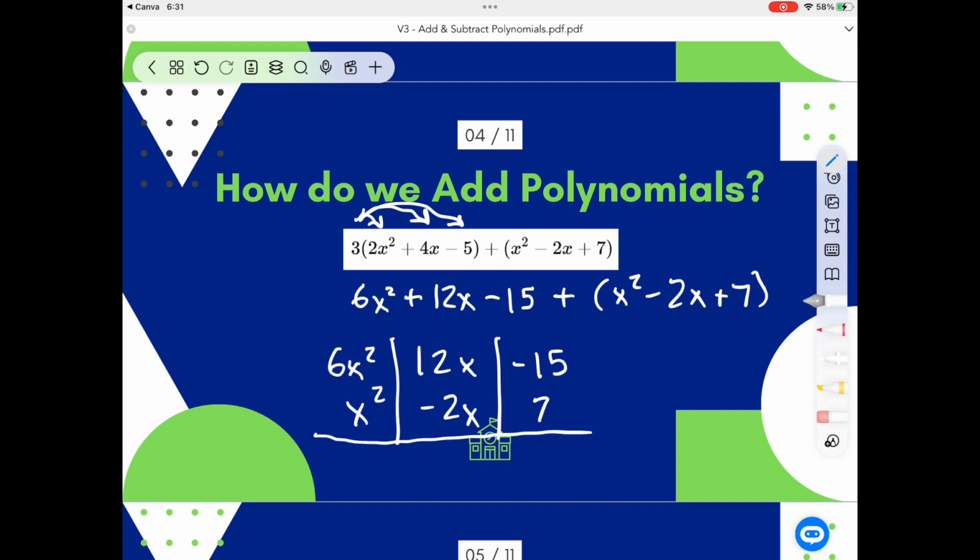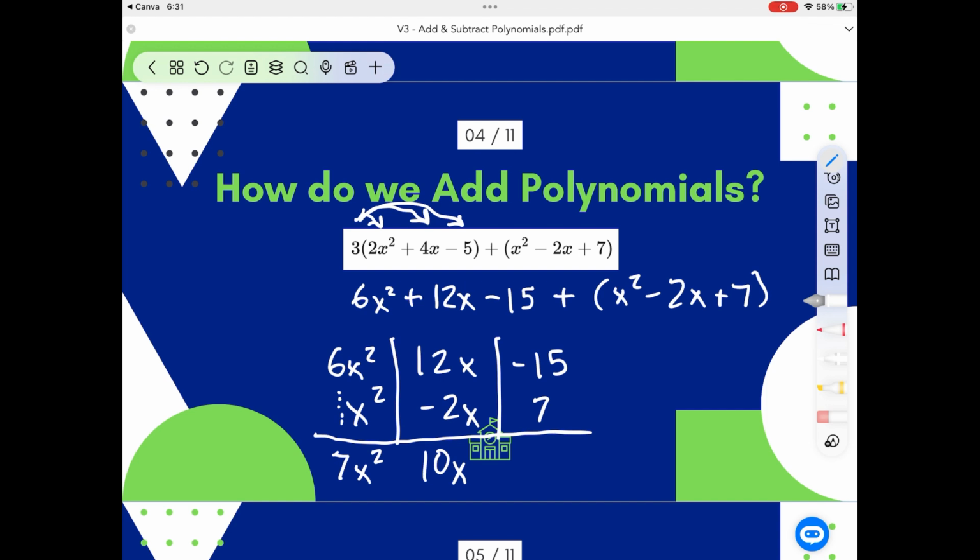6x squared combined with another x squared. Remember that even though this doesn't have a coefficient, that counts as an implied 1x squared. 6 and 1 makes a total of 7x squareds. Then I have 12x take away 2x. That's going to make 10x. And negative 15 with a plus 7.